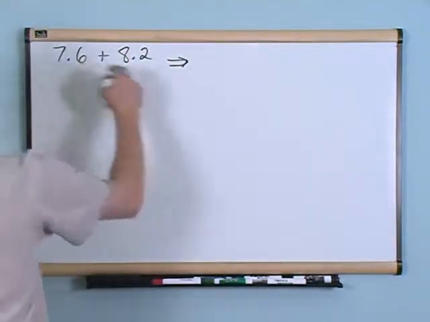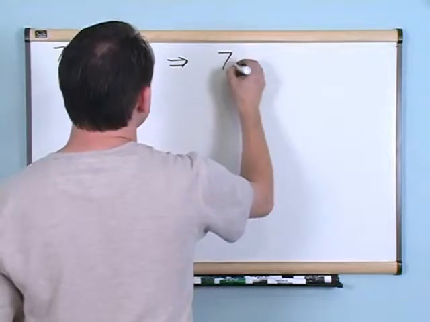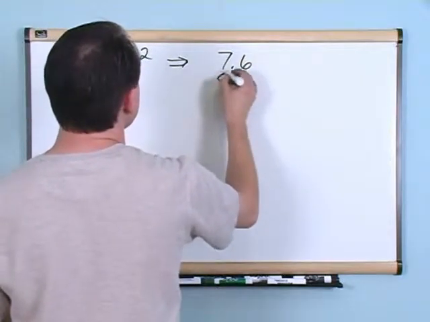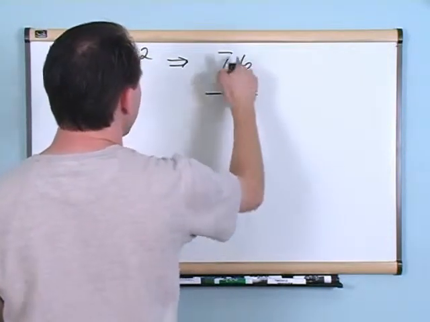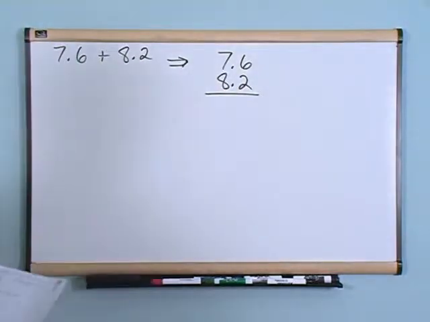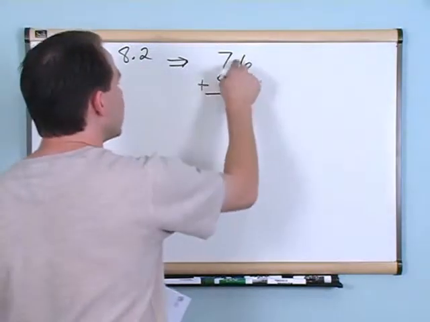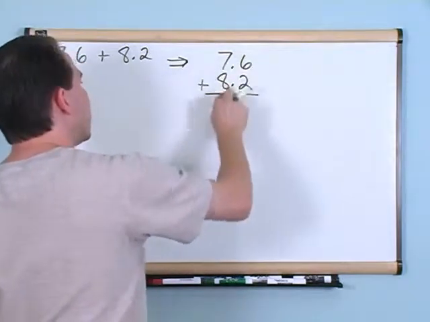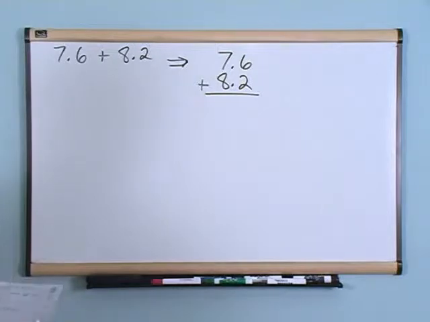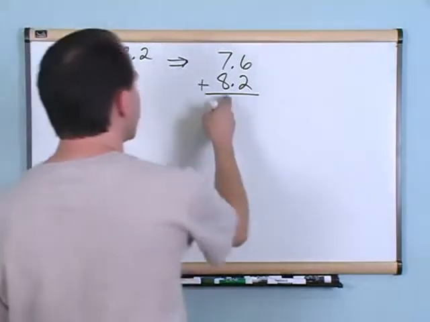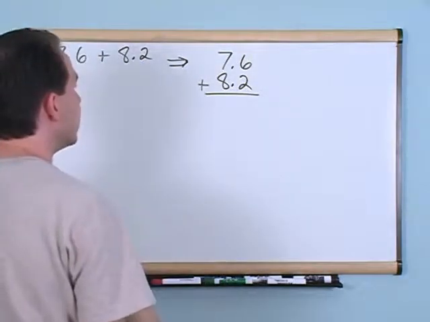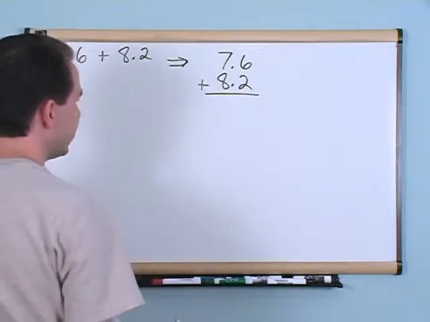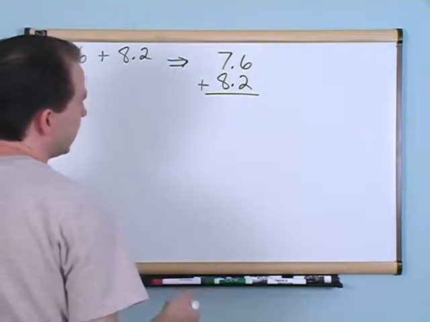You're going to do the same thing you always do. You're going to line these things up on top of each other, and you're going to keep your decimal points here as well. What you want to do is line these decimal points up one on top of each other. So you write the numbers on top of each other, line your decimals up, and then after that, you're going to add just like you always add. So that's why I say it's going to be almost exactly the same.